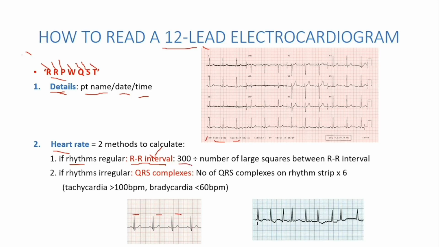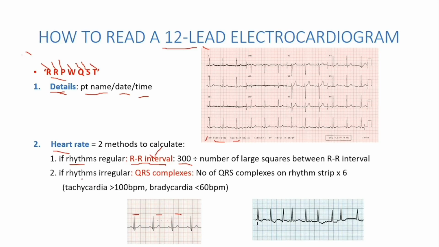Divide 300 by the number of large squares between the RR interval. If we take this RR interval, it consists of 1, 2, 3 and 4 large squares. Divide 300 by 4, so you will get 75 beats per minute.